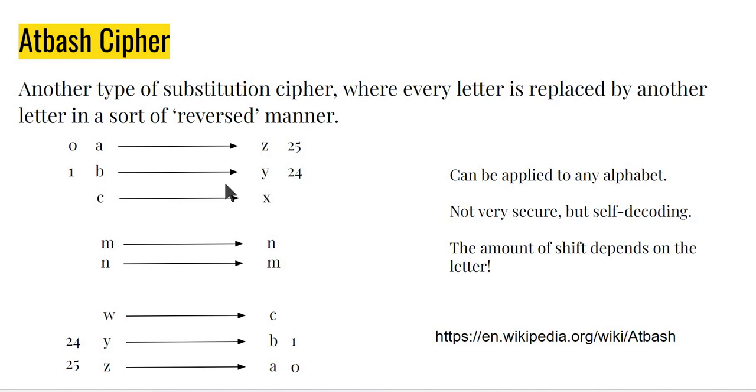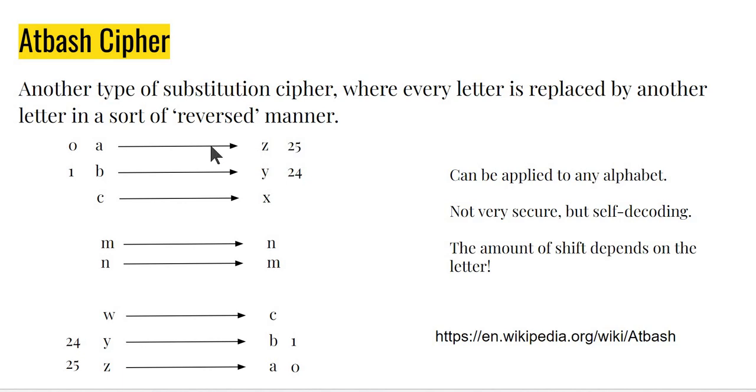In the second part, we look at something called a Caesar cipher. Let's look at a few more substitution ciphers which could act like an enhancement to your project. The first one that we are going to look at here is the Atbash cipher. Now, this is a very, very simple cipher. The idea is that we are going to replace every letter by another letter in a sort of reversed manner.